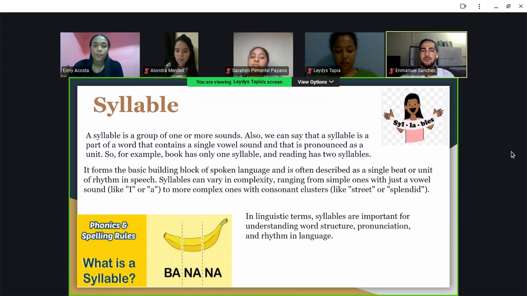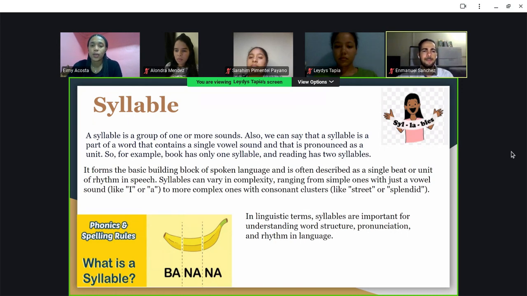It forms the basic building block of a spoken language and is often described as a single beat or unit of rhythm in speech. Syllables can vary in complexity, ranging from simple ones with just one vowel sound, like I or a, to more complex ones with consonant clusters, like street or splendid.